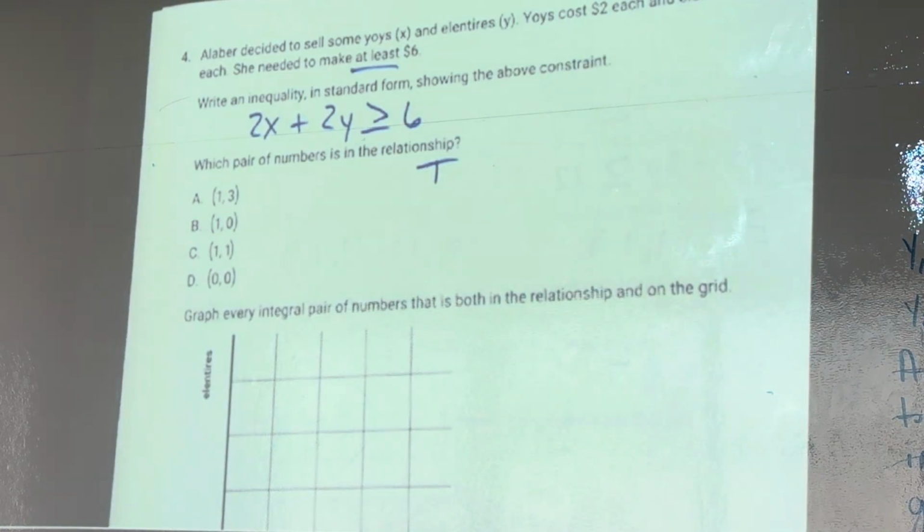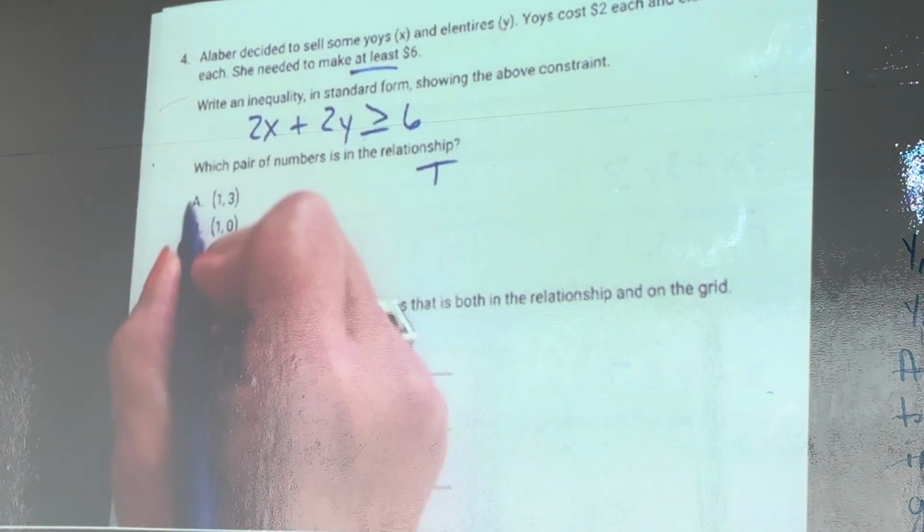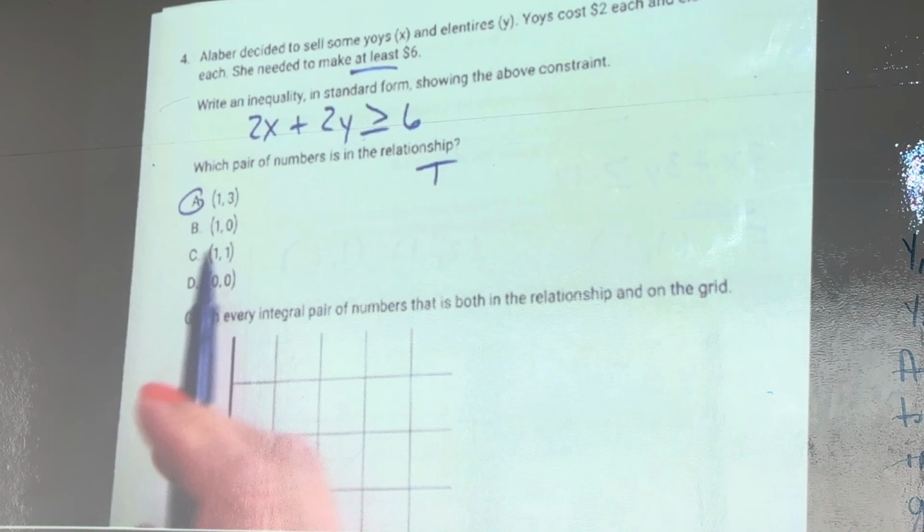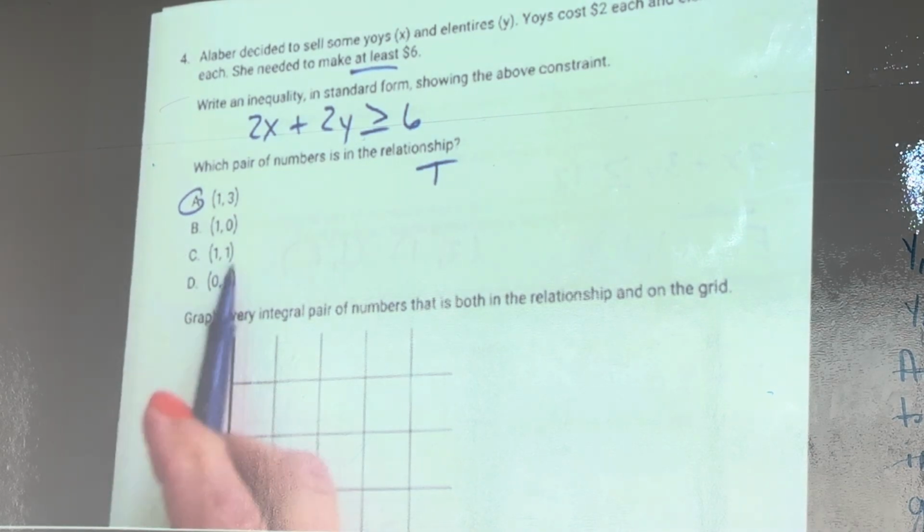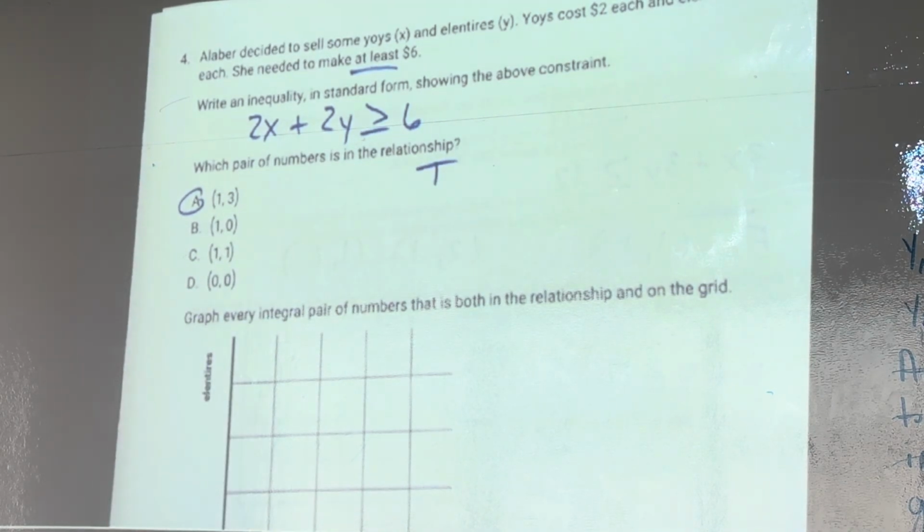So what is 6 divided by 2? 3. Okay, so then they can't add together. Actually, it needs to be greater than 3. So which one will work? A. And so B would be just 2. C would be 4. And D would be 0. So 0 obviously isn't greater than 6.